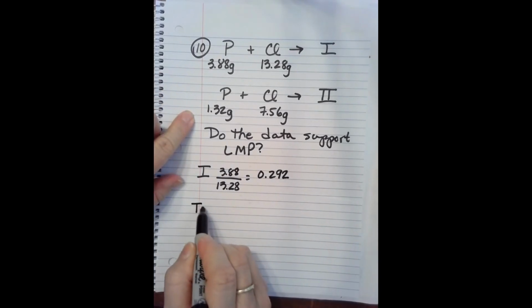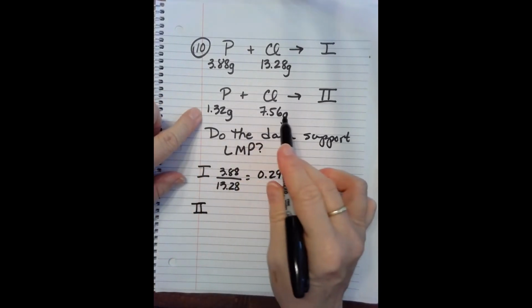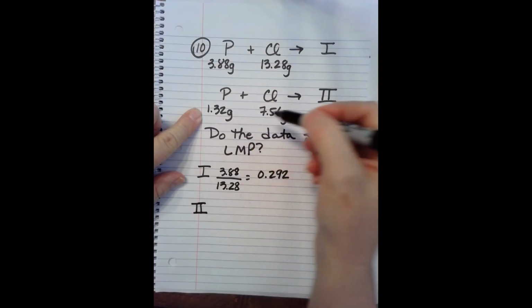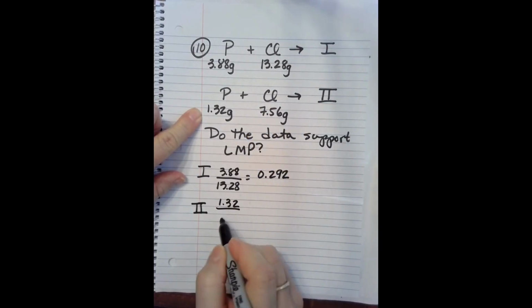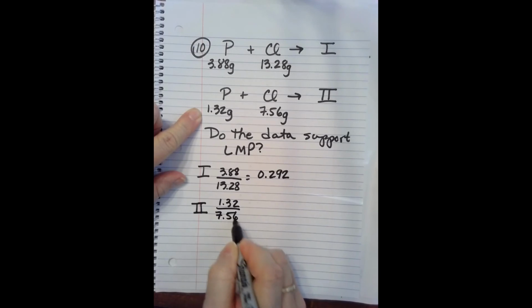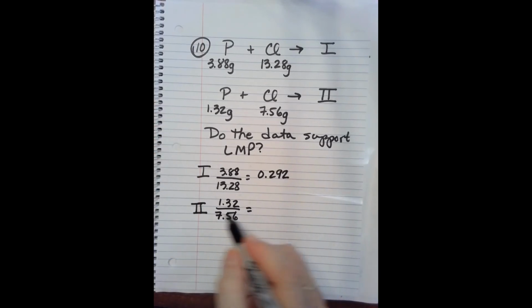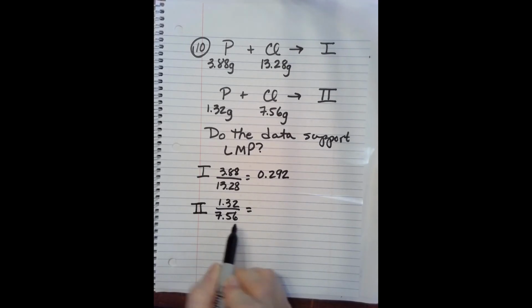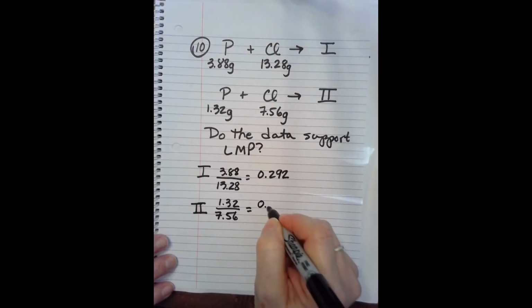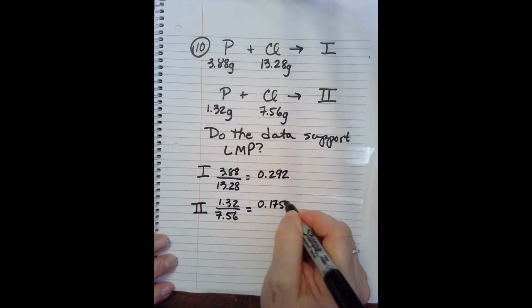In compound 2, let's see what the ratio is. We're always going to take the smallest one and divide it by the bigger one. So we grab our calculator, 1.32 divided by 7.56. This gets us 0.175. Okay?